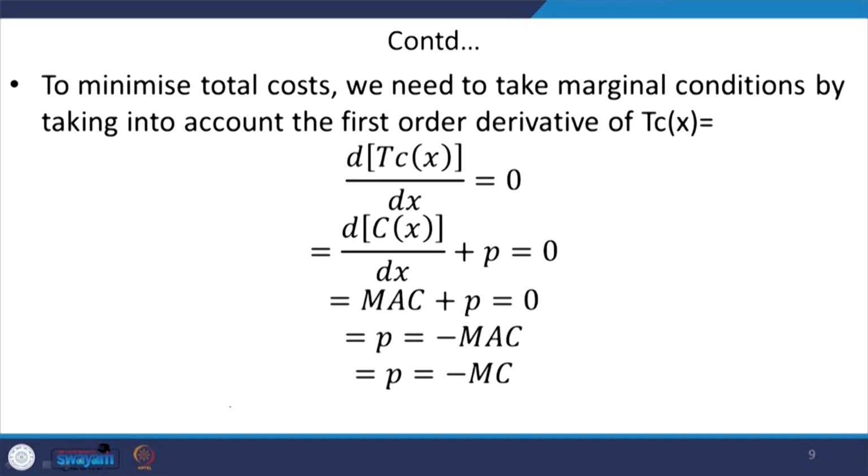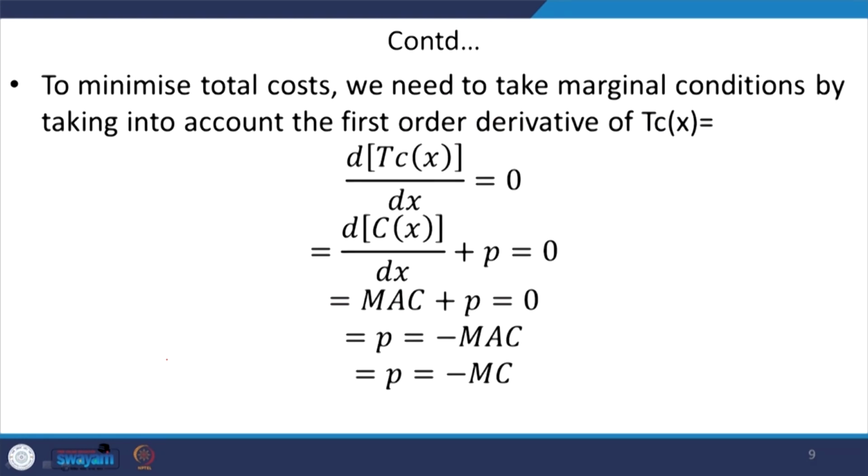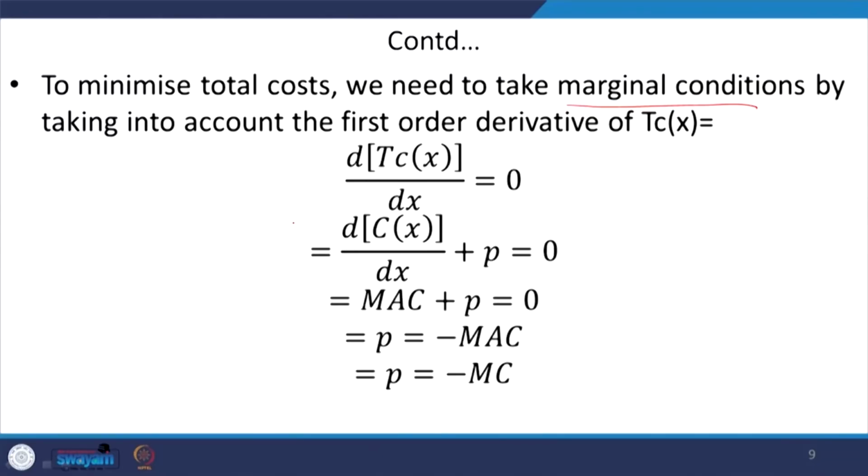If this is the total cost, then obviously the total cost is to be minimized. In order to minimize the total cost, what we need to do? We need to take into account the marginal conditions. What is the marginal condition? The first order derivative of the total cost function must be equal to 0. So, we take the first order derivative of this total cost and equate it to 0, and these are the two components, C(x) plus P into x.